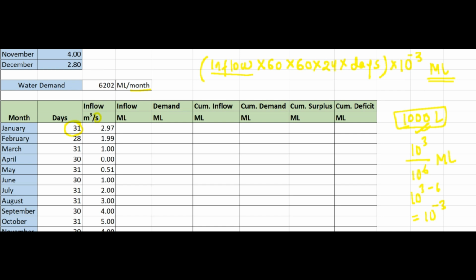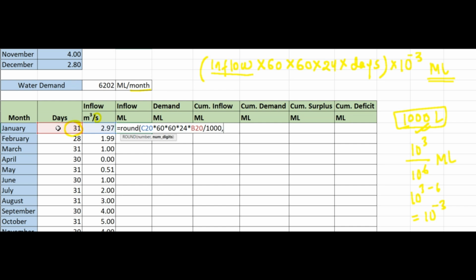So how can we put this in the formula? Let's do this. So equals to, if you see here, it will be in some decimal form, right? So let's round off first. Round. And let's choose this inflow value into 60 into 60 into 24 into this day, right? So this is the day. Then divide by 1000, right? So that is into 10 to the power minus 3.